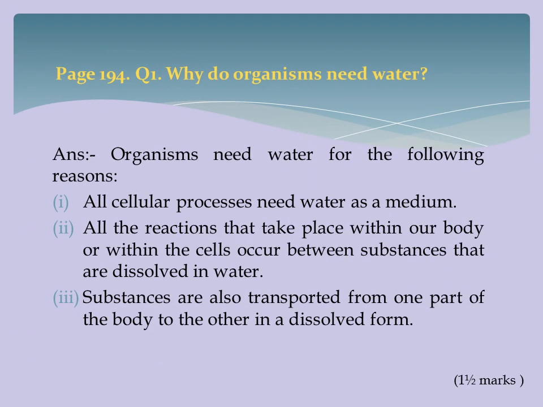Page number 194. Question number 1. Why do organisms need water? Answer. Organisms need water for the following reasons. 1. All cellular processes need water as a medium. 2. All the reactions that take place within our body or within the cells occur between substances that are dissolved in water. 3. Substances are also transported from one part of the body to the other in a dissolved form.